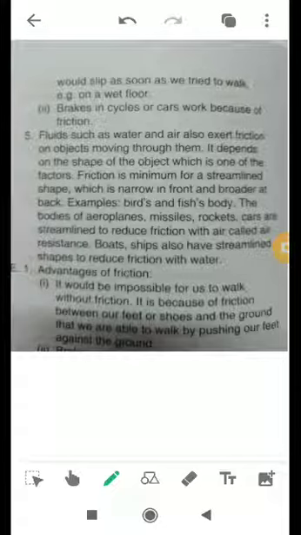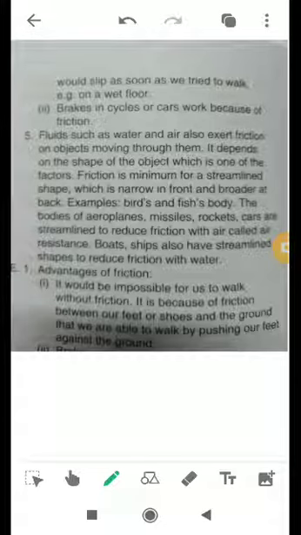Okay. Now question number 5. What is streamlining? How is it useful? Fluids such as water and air also exert friction on objects moving through them. It depends on the shape of the object, which is one of the factors. Friction is minimum for a streamlined shape, which is narrow in front and broader at back.